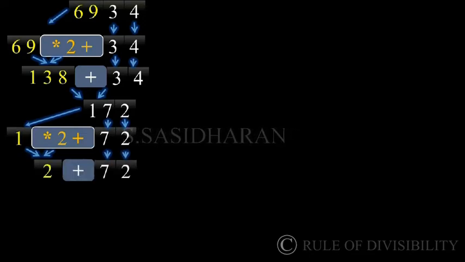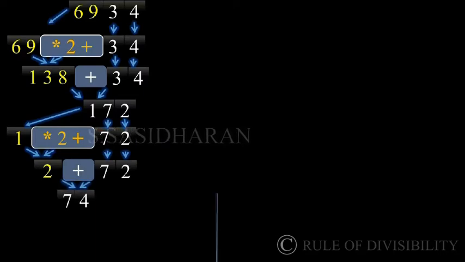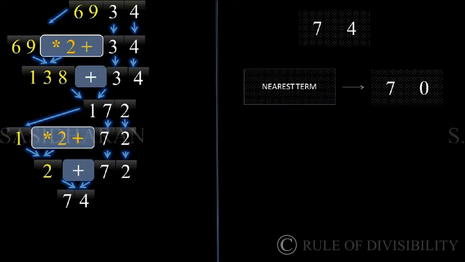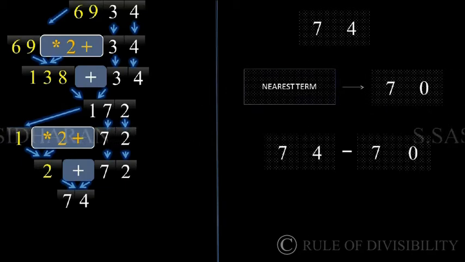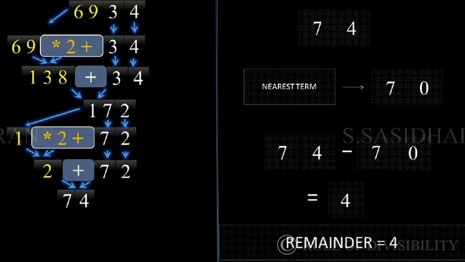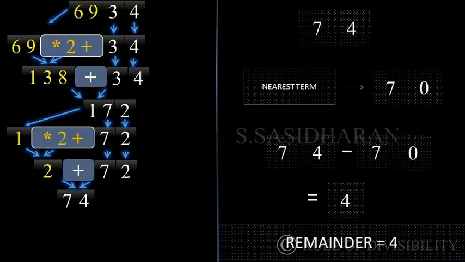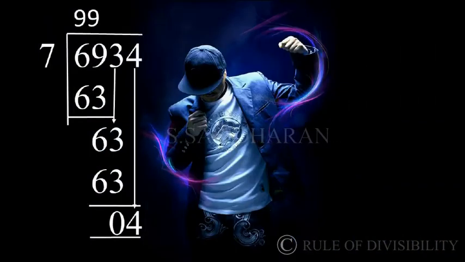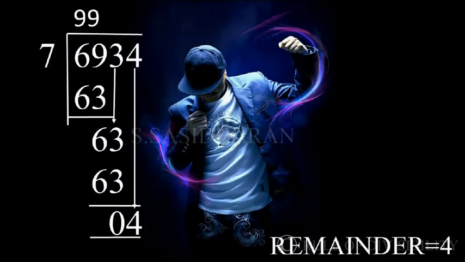Now it's time to find the remainder. The number which is divisible by 7, which is less than and nearest to 74, is 70. Thus the difference between 74 and 70 is 4, which is the remainder for the dividend 6934 when we divide by the divisor 7. Now we can check the remainder in our normal division also. Hurray, it works. It gives the same answer in both the methods.